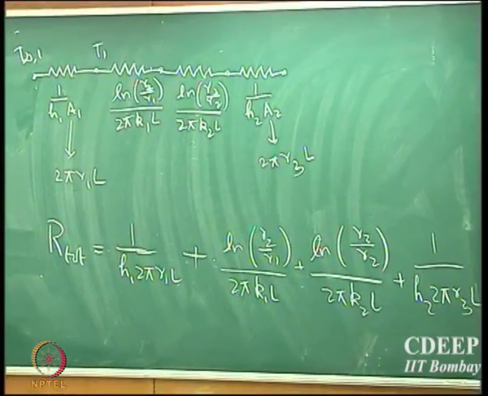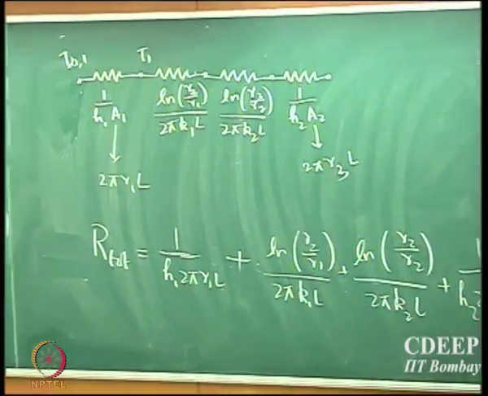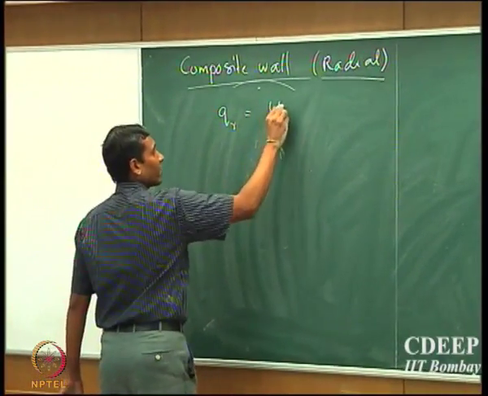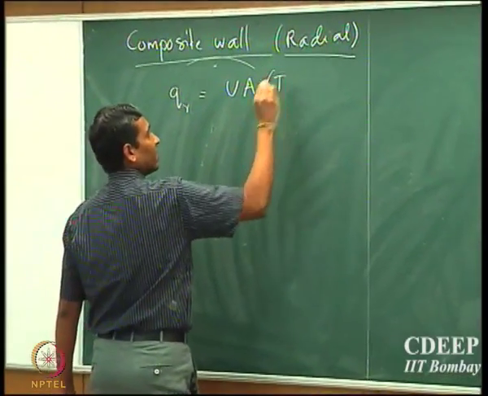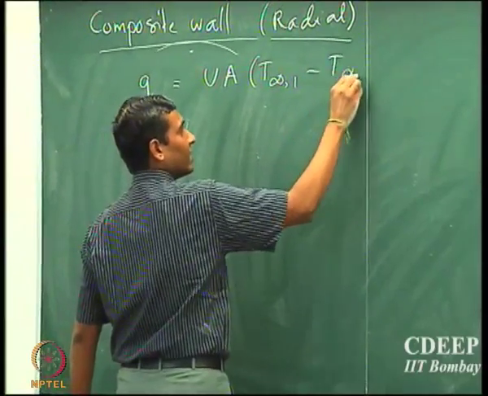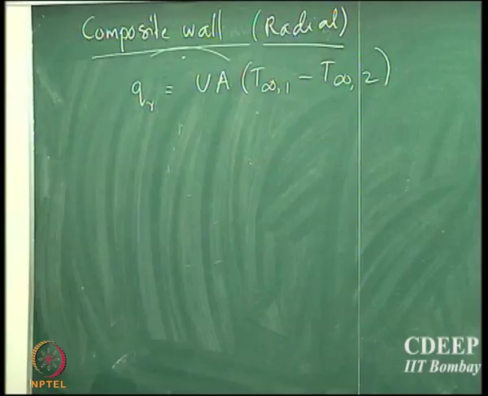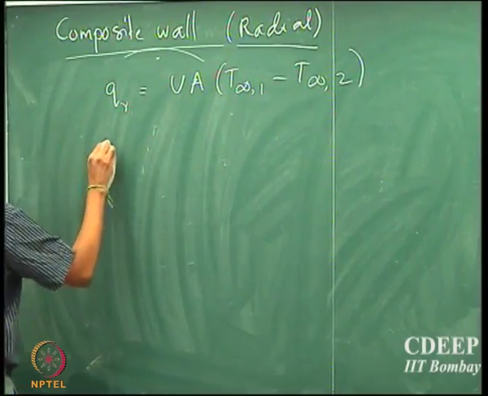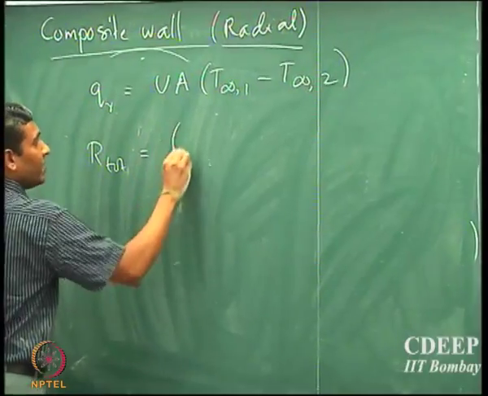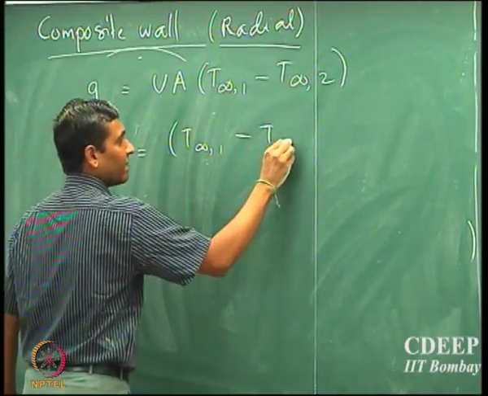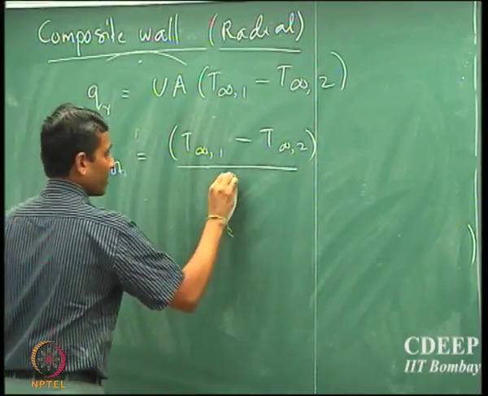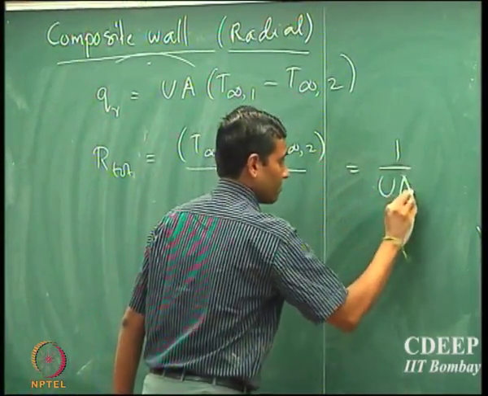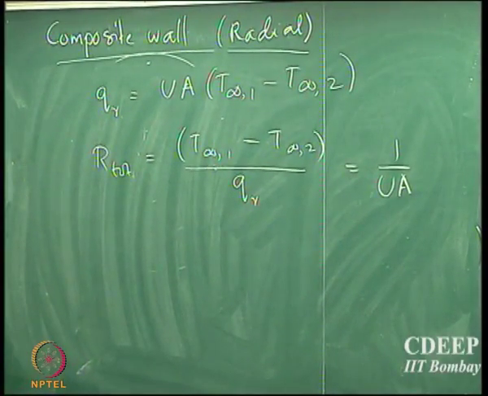Once again, the way we did before, we could define an overall heat transport coefficient. So Q in the radial direction, you can write as U times A into T infinity 1 minus T infinity 2. And so the total resistance is given by T infinity 1 minus T infinity 2 divided by Q_r, and that is 1 by U into A, right.